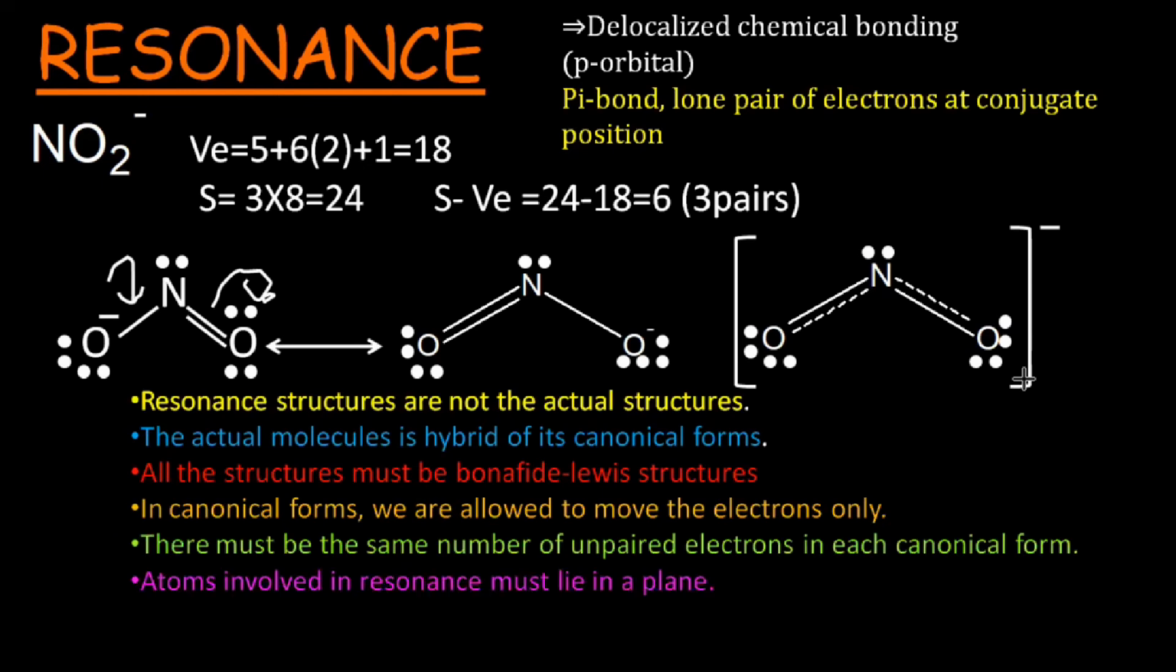Atoms involved in resonance must be in plane. All the canonical forms don't contribute equally. We have discussed in this example that the resonance structures are not the actual structures and the actual molecule is a hybrid of canonical forms. So let's discuss the third rule of resonance, that all the structures must be bona fide Lewis structures.